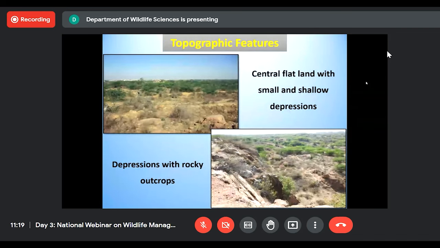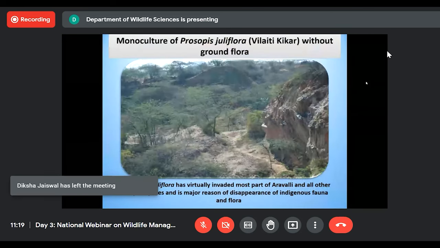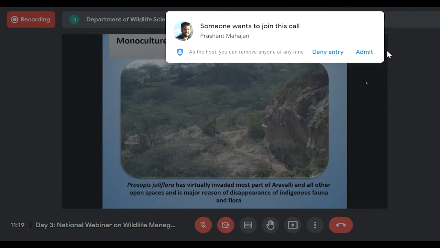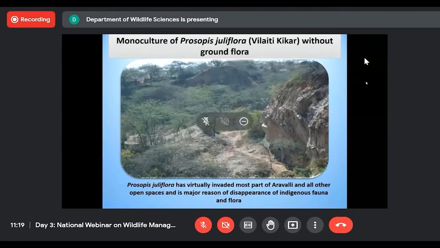Then there is a central flatland with small and shallow depressions, and depressions with rocky outcrop. These are the topographic features of Aravalli Biodiversity Park. Then after mining, what happened? The natural vegetation was wiped out, and weed infestation started. Mostly it is Prosopis, which has invaded the entire ground up to the top canopy level and spread across the park. 95% of the area was invaded by this Prosopis flora.